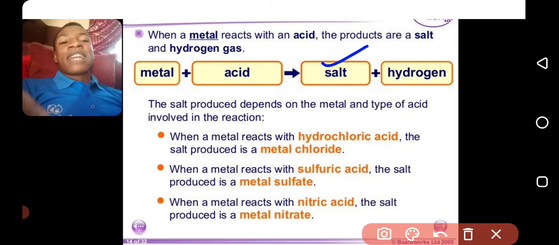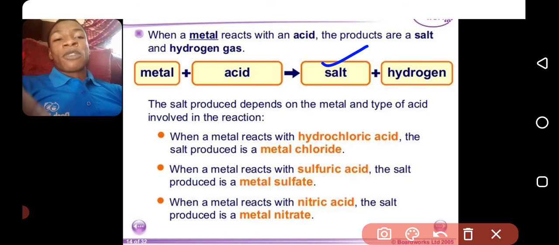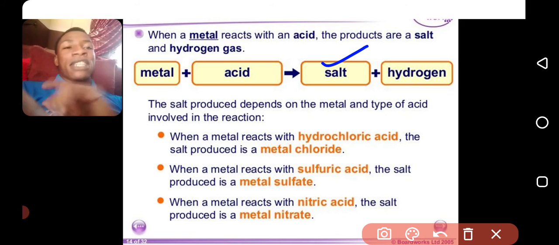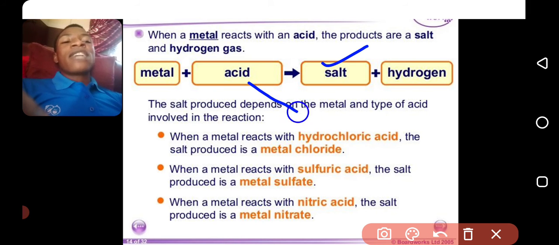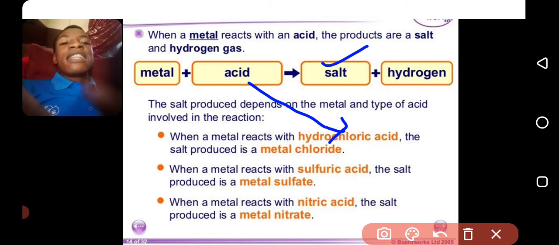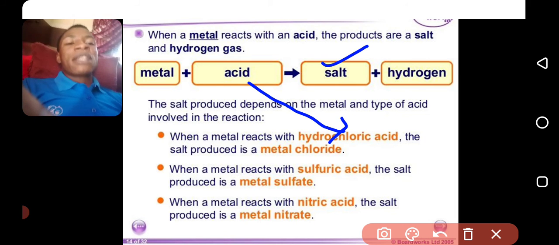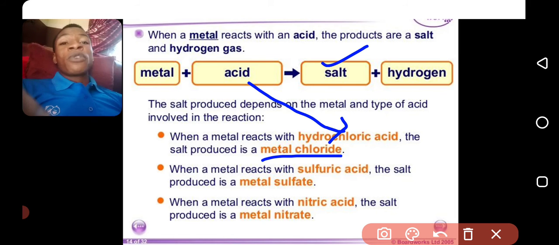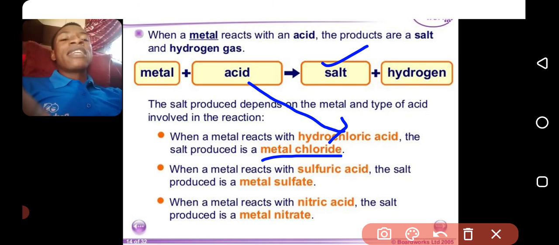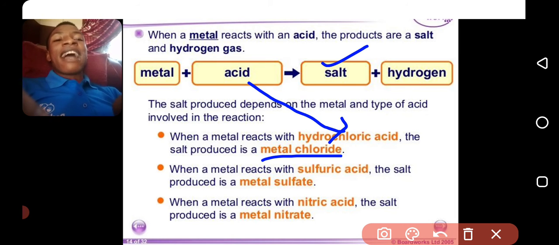When a metal reacts with dilute acid, the acid must be dilute, not concentrated. Please take note of that. When the acid you use is hydrochloric acid, then the salt you produce will be a chloride salt. It will be a metal chloride. Talk about sodium chloride, potassium chloride, calcium chloride. Once the acid you use is hydrochloric acid, then the chloride of this metal will be formed.